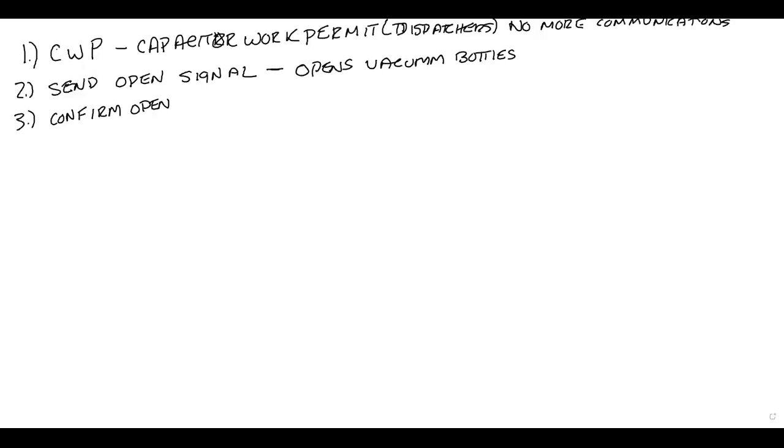Okay, so confirm open. Now let me write this. Where did I put my little, there it is. Confirm open by flag, red or green, or by handle, or both, if it's equipped that way, okay? Now that load's been broken, if it needed to be, now that we confirmed all three vacuum switches are open, now we can open the cutouts.